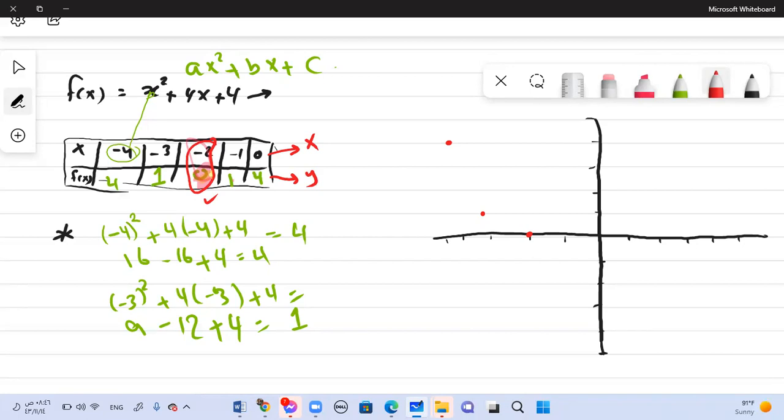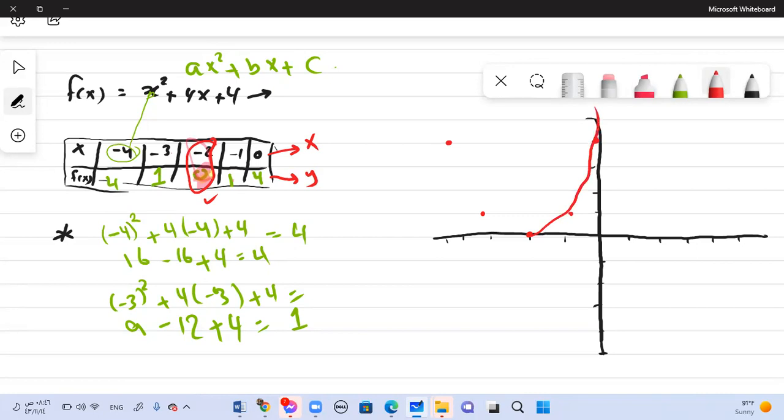Substitution by -4 to find the value 4. Substitution by -3 to find the value 1. I solved without a calculator; you can solve with a calculator. Okay. Then -1, 1, 0, 4. Now this is the vertex.